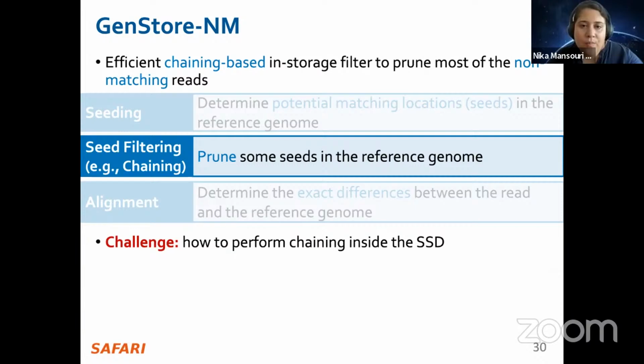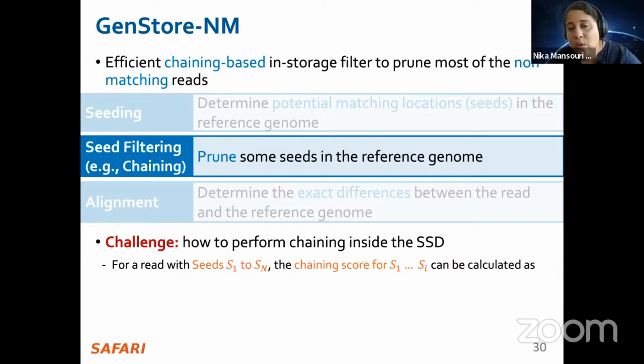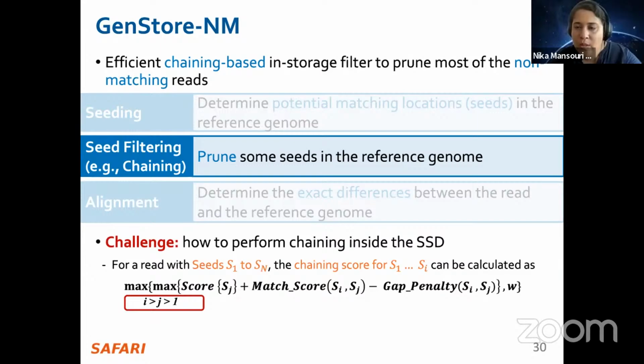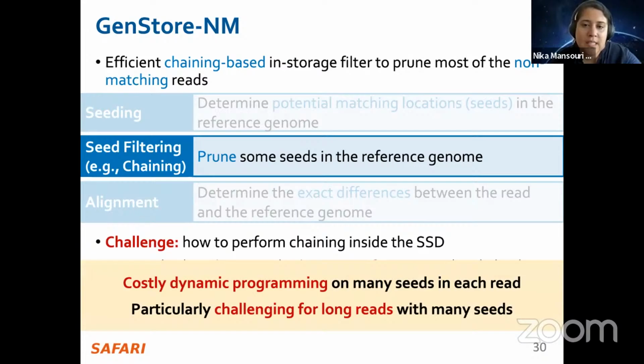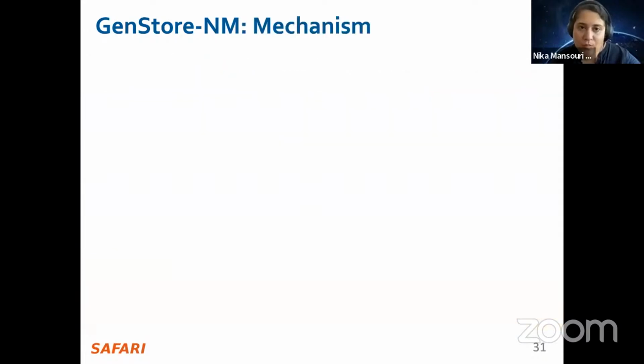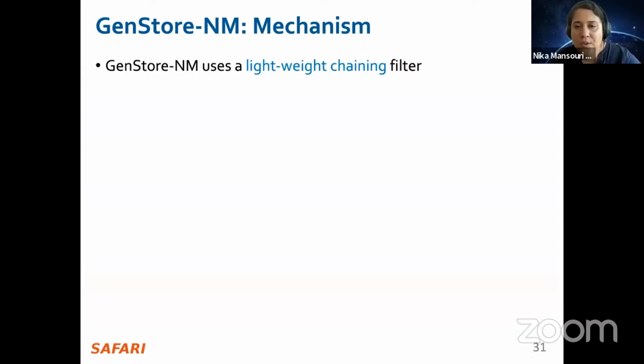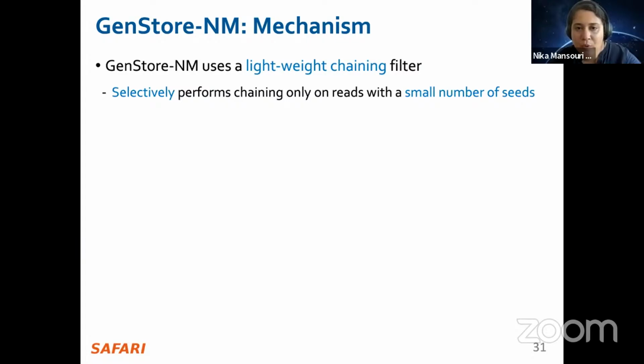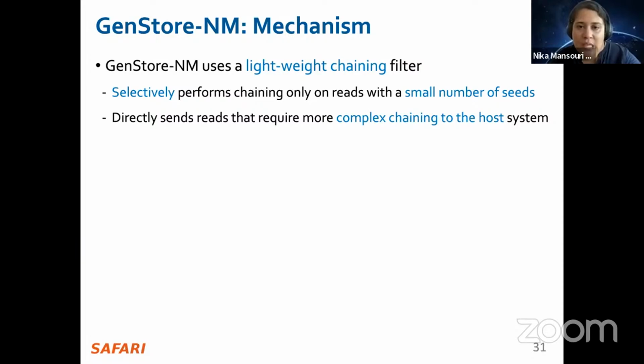Calculating a chaining score in the SSD can be challenging because finding the best chaining score requires performing many iterations of a dynamic programming algorithm for all seeds within a read, and they can be potentially challenging for long reads since they have a large number of k-mers per read. So to reduce the cost of chaining, GenStore NM uses a lightweight chaining filter that selectively performs chaining only on reads with a small number of seeds and directly sends reads that would require more complex chaining to the host system for full read mapping.